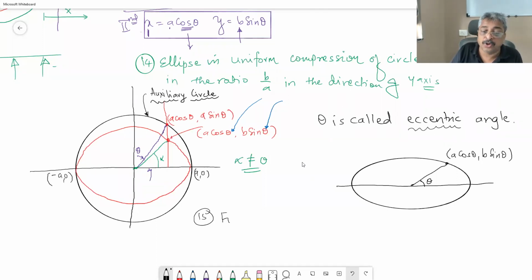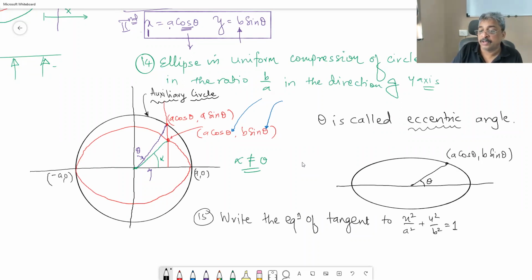Or write the equation, because you know already how to find. Write the equation of tangent to the standard ellipse x square upon a square plus y square upon b square is equal to 1 at P1 (x1, y1) belonging to the ellipse. So x1 x upon a square plus y1 y upon b square is equal to 1.